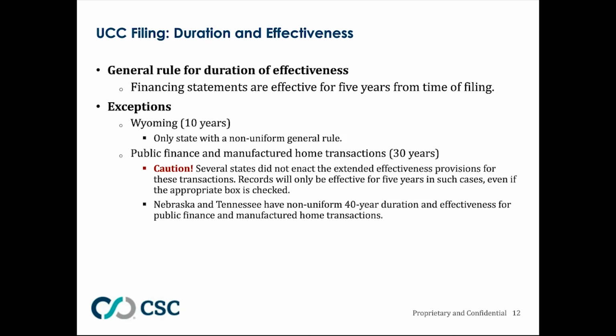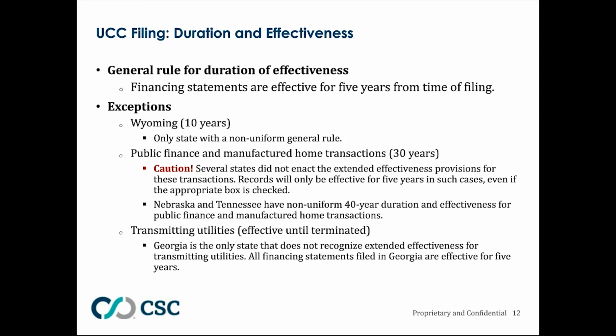There's also an exception for transmitting utilities. If the financing statement indicates that the debtor is a transmitting utility, the record does not lapse. It's effective until terminated. And that's the case in all states with one exception, and that's Georgia. Georgia actually has a non-uniform duration and effectiveness provision and does not recognize any extended effectiveness. All UCC financing statements filed in Georgia are effective for 5 years.